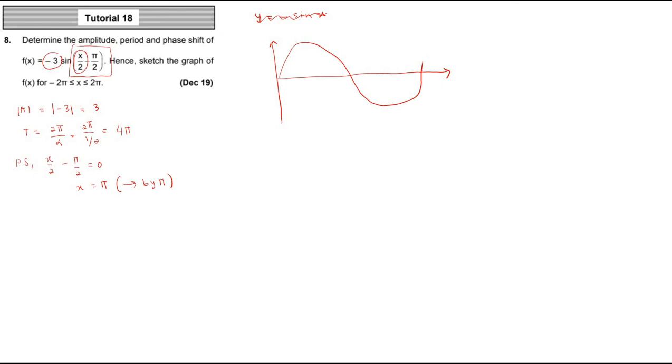Following this function, the amplitude of the graph is 3, negative 3, and then the size of one cycle is 4 pi. Okay, amplitude 3, period 4 pi. Pi, 2 pi, 3 pi, and 4 pi. Okay, this is one cycle, okay, for the graph. And then, the question only wants from negative 2 pi until 2 pi. So, kita buat yang baru.